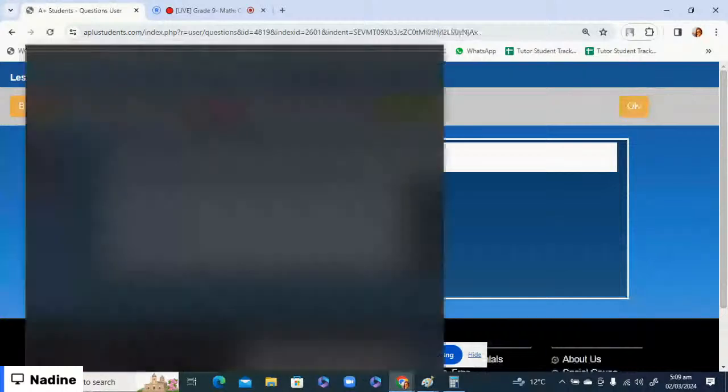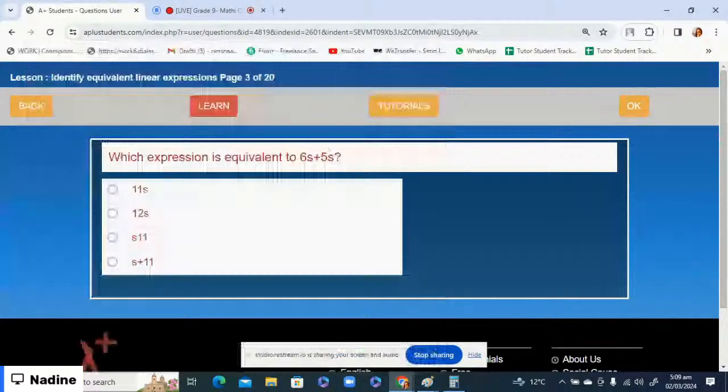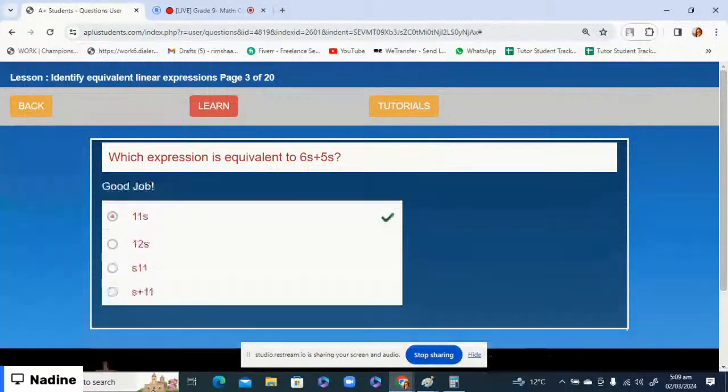Okay, let's do the next. Which expression is equivalent to 6s plus 5s? Both are the same, so adding 6 and 5 together, what's the answer? 6 plus 5 is 11, and then s with it. It's not s and 11. First you add the constants and then the variable, okay? Otherwise it's wrong.